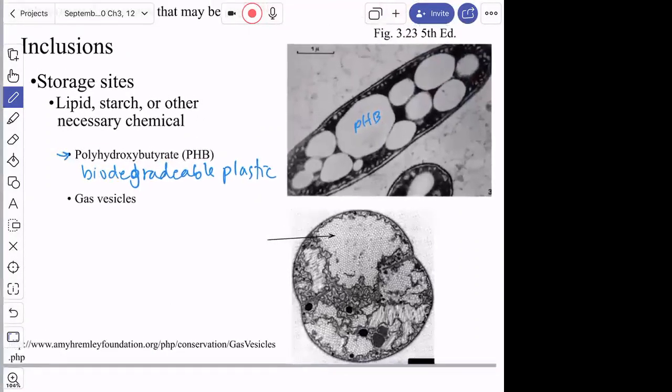Okay. Another example of an inclusion are just gas vesicles. A bacteria that is photosynthetic needs to situate itself in just the right place in the water column so it can store up the appropriate amount of, you know, whatever gas and use it as a flotation device. Okay, so that's just a couple examples. There are lots of other ones there.